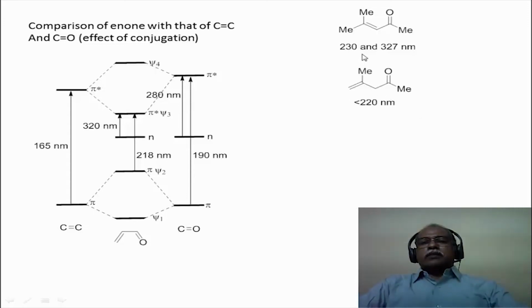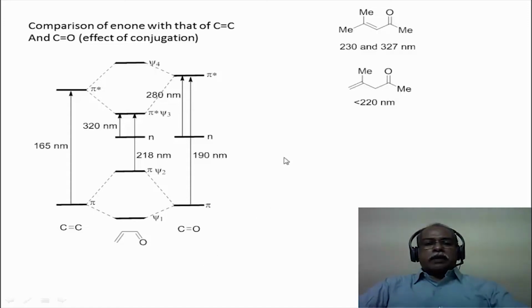Whereas in this molecule, if you look, the pi to pi star transition occurs at 230 nanometer. In other words, about 10 nanometers at a higher wavelength is where it absorbs. 377 of course corresponds to the n to pi star transition, which is also observed here, but at a lower wavelength because the conjugation effect is missing here.